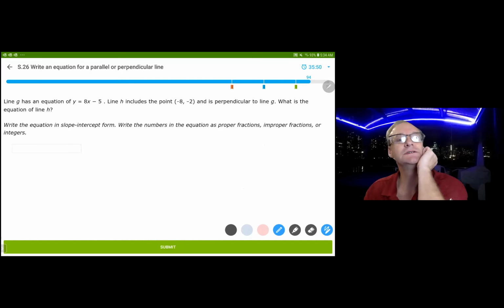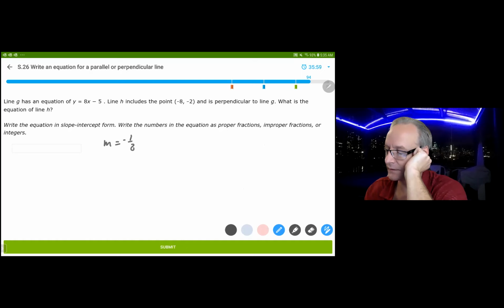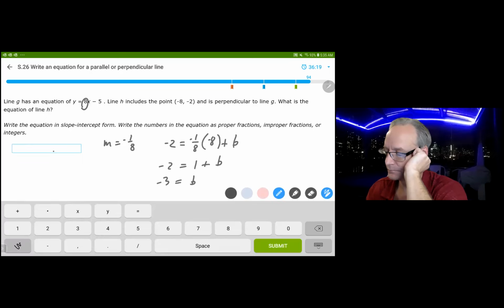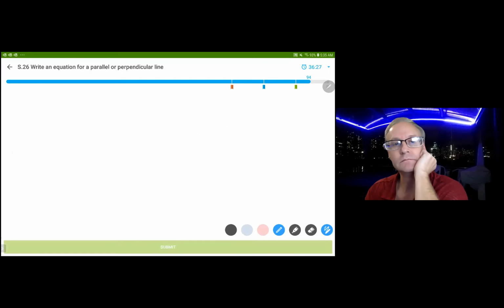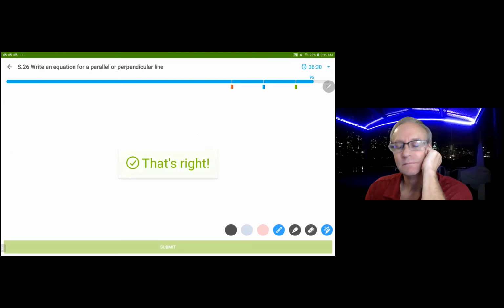All right, G has an equation. We want it to be perpendicular, so we want a -1/8 slope. So the slope we want is -1/8. We want it to be perpendicular to this one. We have -2 is our y equals m x is -8 plus b. This, of course, is 1. So b is equal to -3. We're getting there.